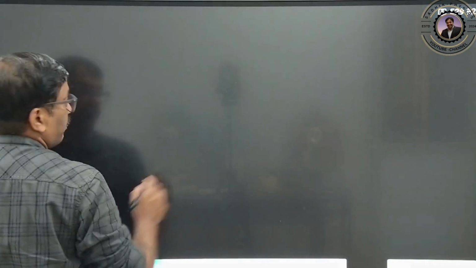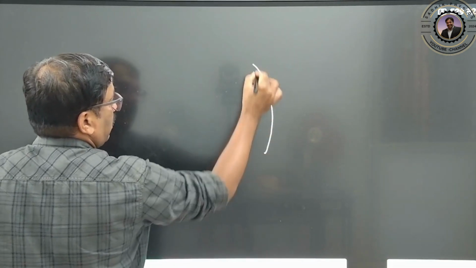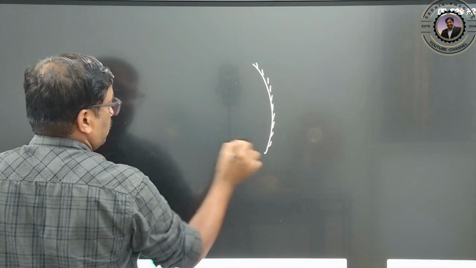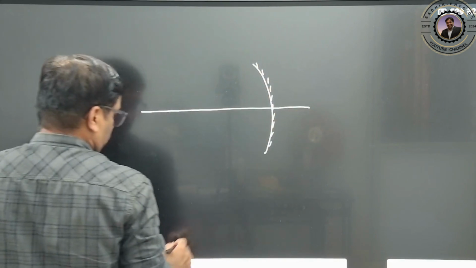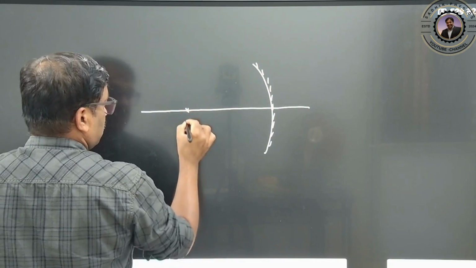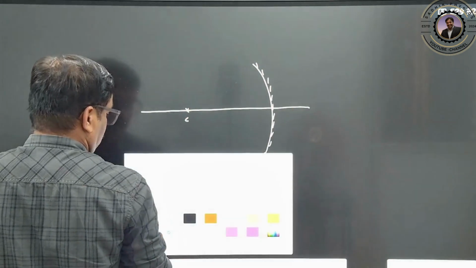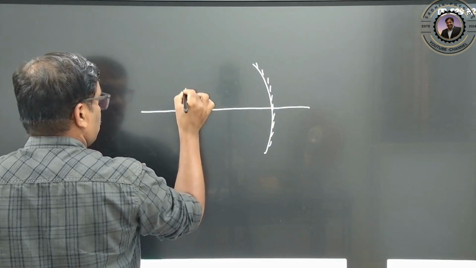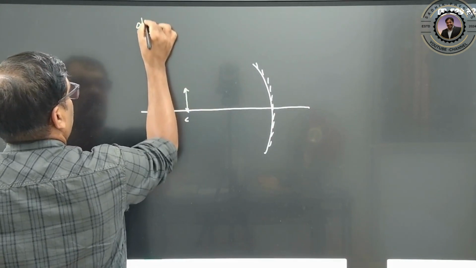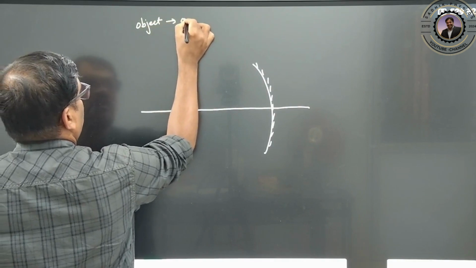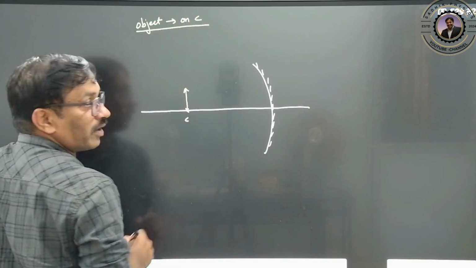Clear? Next one. Suppose an object is kept at the center of curvature now. This is your concave mirror. So here this is your center of curvature. Where is the object kept now? The object is kept on C, on the center of curvature.